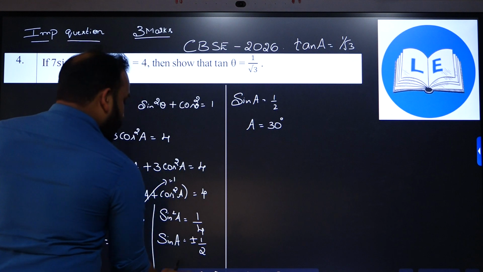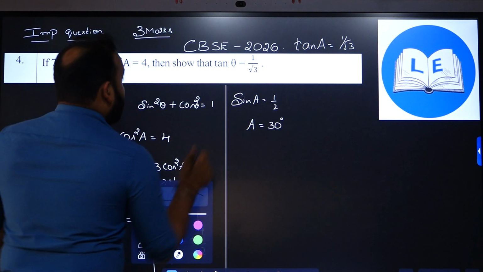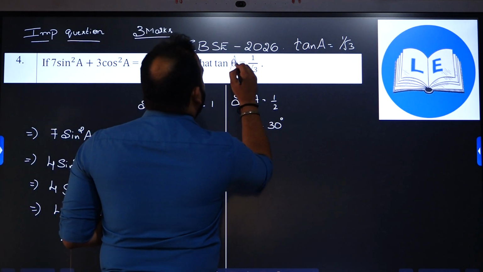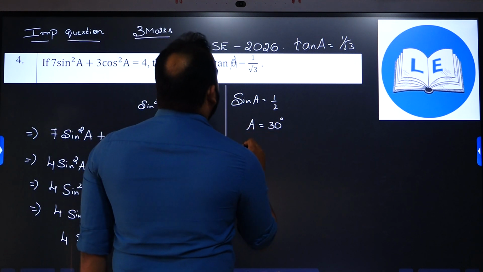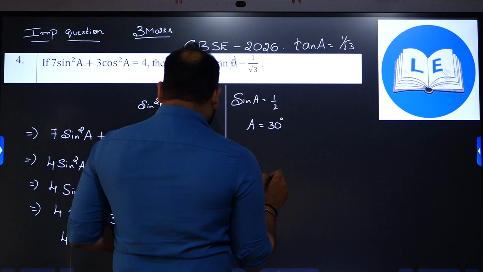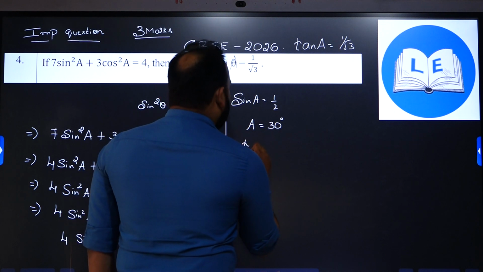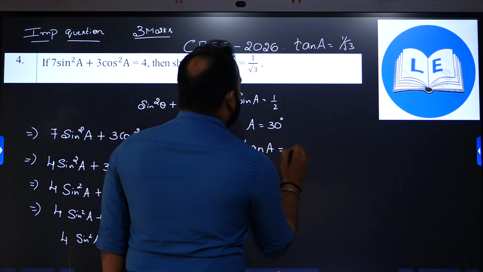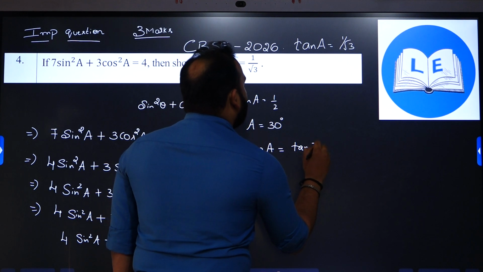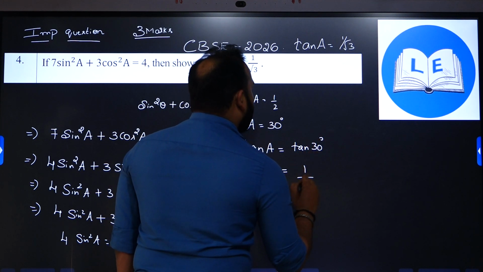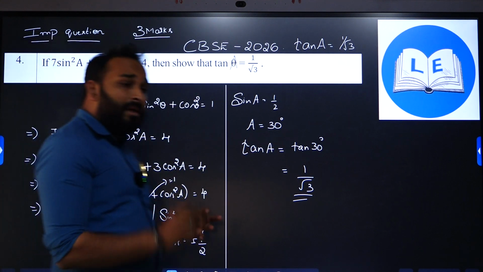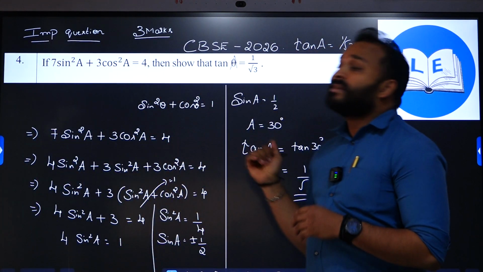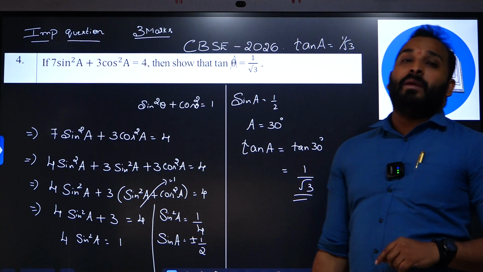Okay. So what we have here is tan a. And now if a is 30 degree, what is tan a, children? Tan a value will be tan 30, which is nothing but 1 by root 3. That's how we solve this question. Easy, a simple one, but a tricky question. And I'm expecting these kind of questions to repeat in your standard paper this year.